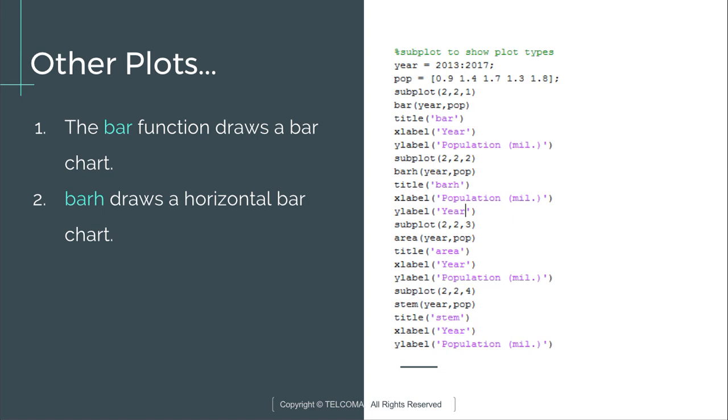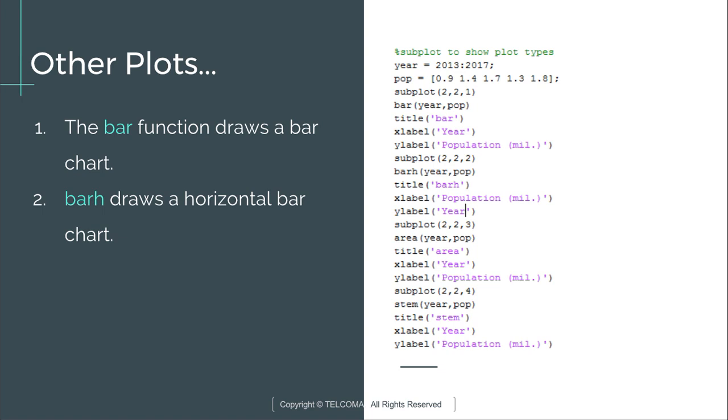This will be a customized plot with the title bar, x label as year and y label as population in millions. Our second graph is barh, which is customized with title barh, x label as population in million and y label as year. Our third plot is area. This will give you the area graph between year and population. This is also a customized plot with the title area, x label year, y label population in million.